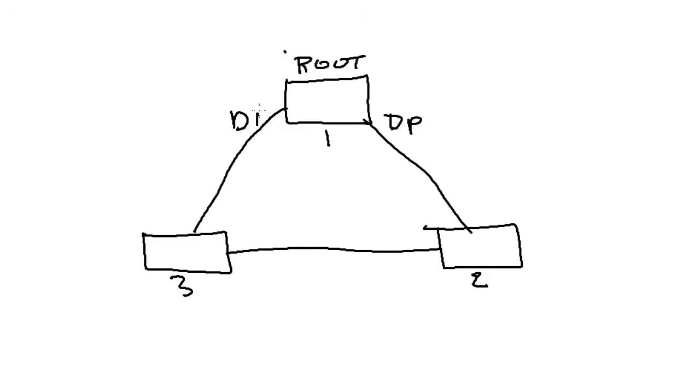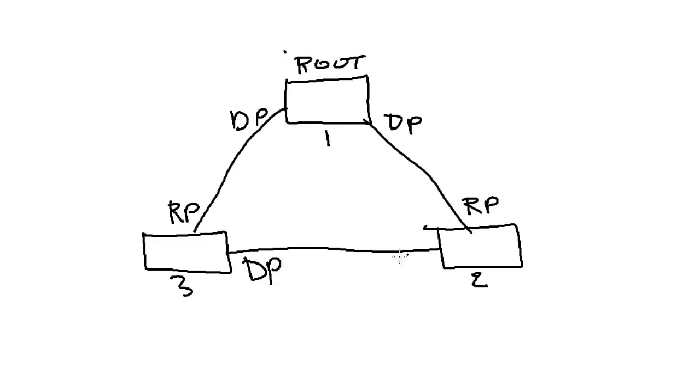designates ports. So in spanning tree, the root never has root ports, because a root port is always the forwarding port that is closest to the root bridge. So this root only has designated ports. Switch 2 and switch 3 both have root ports. That is the forwarding port that is closest to the root bridge in terms of path cost.